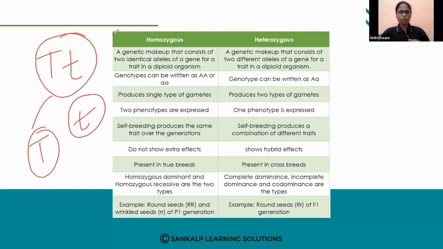Next, 2 phenotypes are expressed, 1 phenotype is expressed. So here 2 phenotypes are expressed: tall means tall is expressed, dwarf means dwarf is expressed.